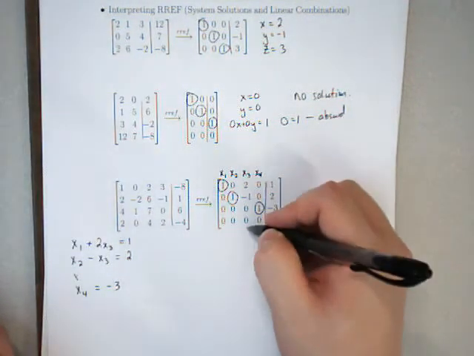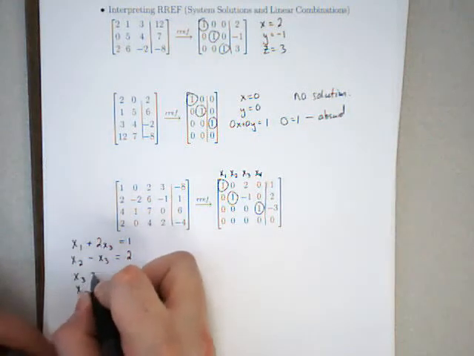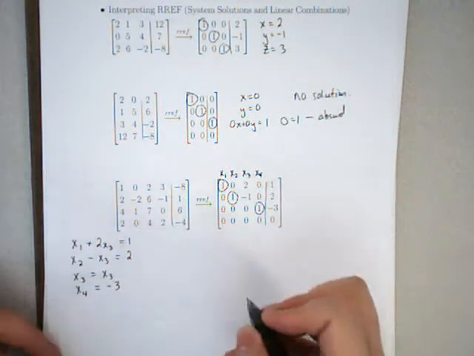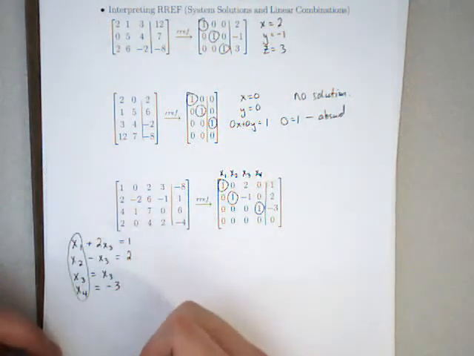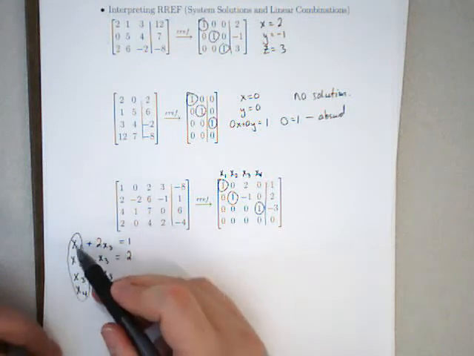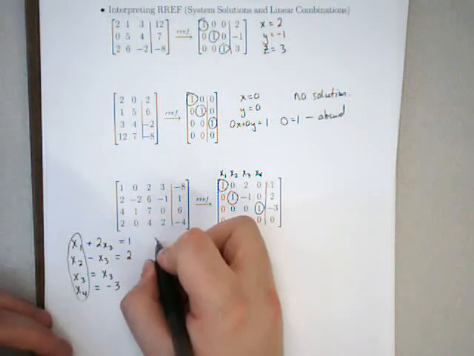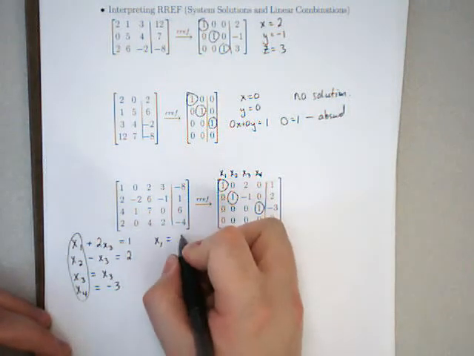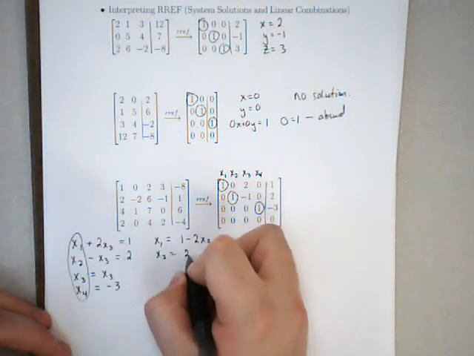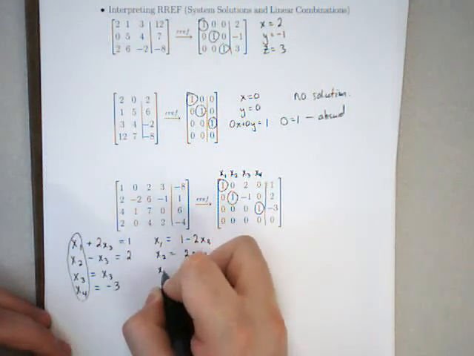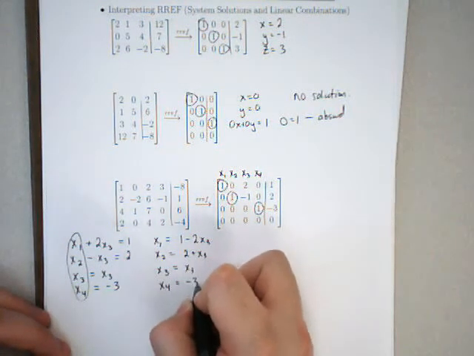Because x3 was a non-pivot column, we'll call it a free variable, and I'm going to write in the equation x3 equals x3. The reason I did that is now I can solve for the variables x1, x2, and x3. Notice that I can write all these variables in terms of the variable x3. So let's just do that. x1 is 1 minus 2x3, x2 is 2 plus x3, x3 is x3, and x4 is -3.